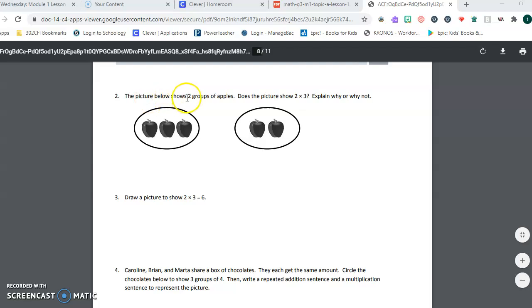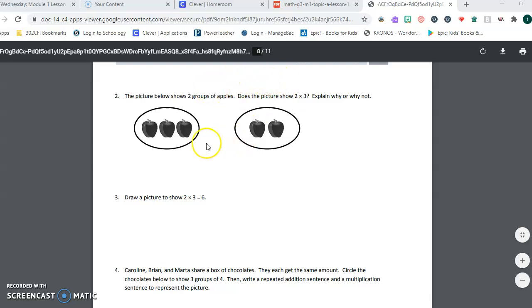The picture below shows 2 groups of apples. Well, let's take a look at that. So I see one group that's in a circle and I see another group that's in a circle. Okay, so the picture below shows 2 groups of apples. Next, does the picture show 2 times 3? So we already talked about multiplication. What it means is repeated adding of the same number. Okay, so repeated adding of equal groups.